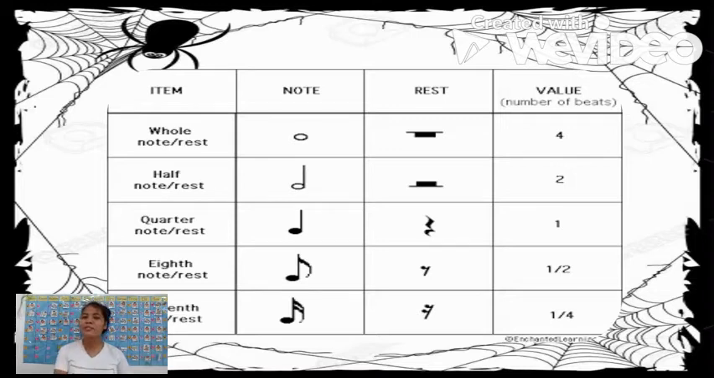How many beats for whole notes and whole rests? The same. They have four. But the only difference is that for a note there is sound, but for a rest there is no sound. Just like the half note and half rest, which have two beats. Quarter note, quarter rest, one beat. Eighth note, eighth rest, one half beat. And lastly, 16th note and rest, one fourth beat.